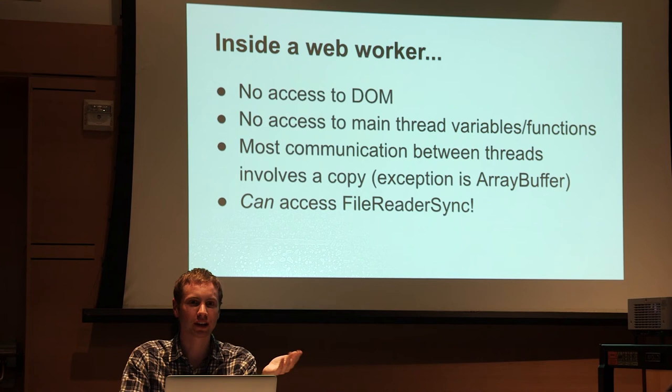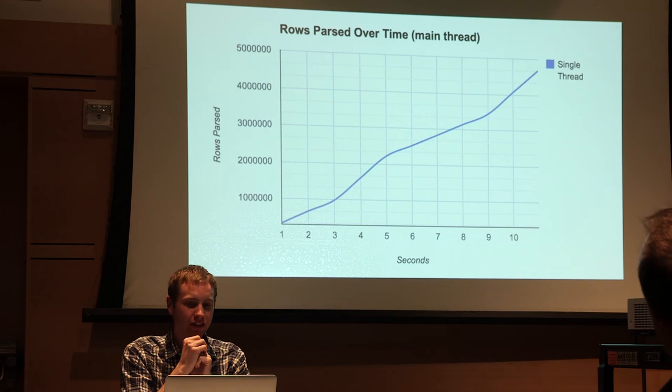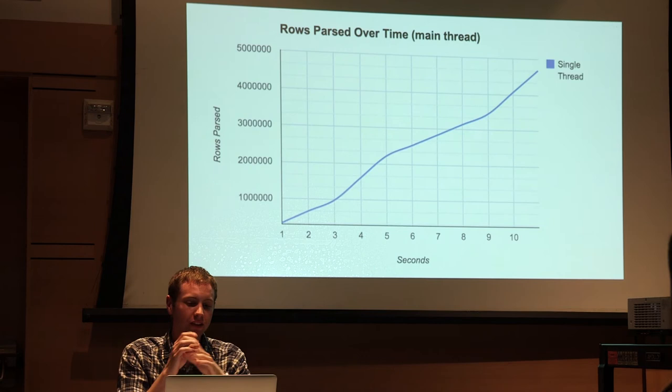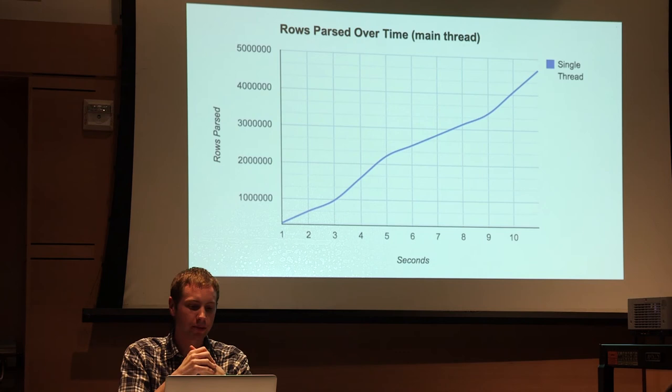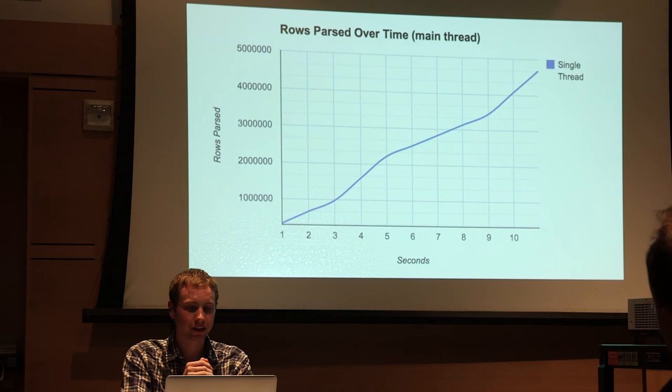So here's a timeline of how long it took a single thread to execute. This is parsing a CSV file with about 5 million rows using Papa Parse and just its main thread. So it took about 11 seconds, and the browser did lock up during this time. The page was unresponsive for the most part, but it was able to do the job fairly quickly and performed about as you would expect.